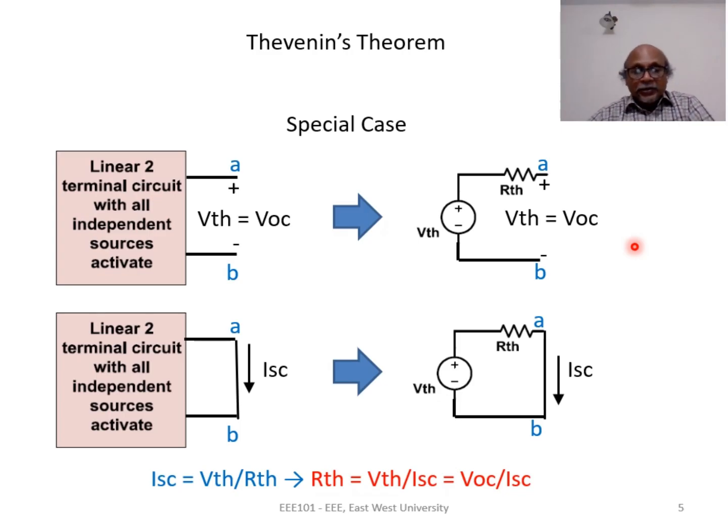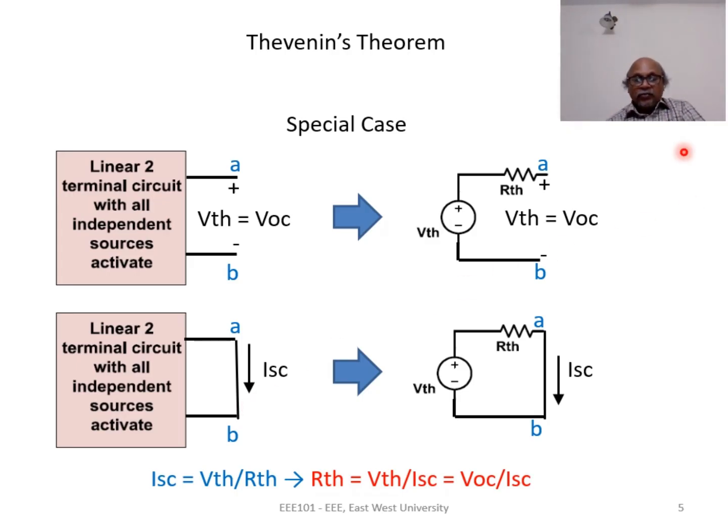When calculating open circuit voltage and short circuit current, we need to remember the correct polarity of VOC and ISC. If we look at the upper diagram and lower diagram, node A is the node where plus of the VTH is assigned and minus of the VTH is assigned at node B. In the bottom circuit, ISC is flowing from node A to B, that is flowing from the node where plus of the voltage VTH is assigned towards the node where minus of the voltage VTH is assigned.